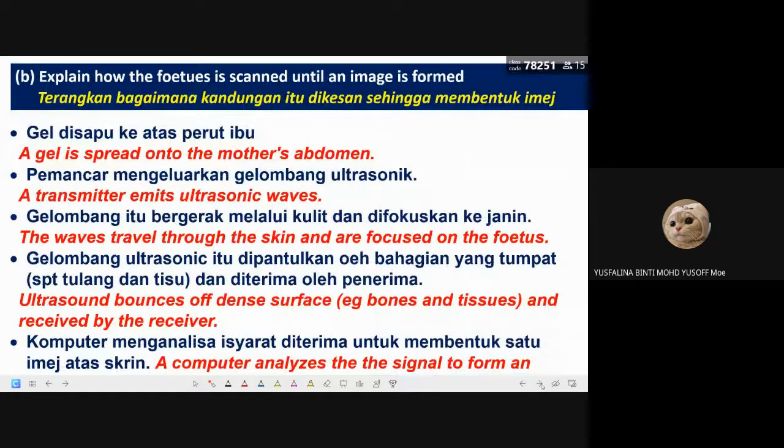So how is the fetus scanned until an image is formed? At first, a gel is sprayed onto the mother's abdomen. This is to reduce the friction force. And then after that, the transmitter has to emit the ultrasonic wave. It will travel through the skin and focus on the fetus. So the ultrasound will be reflected or bounced off by the bones and the tissue of the fetus, and will be received by the receiver. So I explain again.